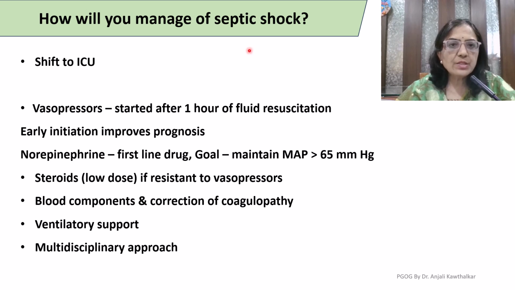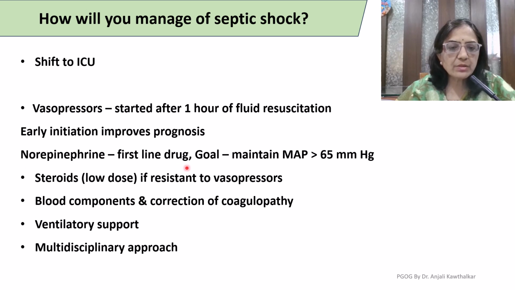So how do we manage septic shock? The patient needs to be shifted to ICU at the earliest. Vasopressors are to be started after 1 hour of fluid resuscitation if there is persistence of hypotension. Early initiation of vasopressor improves the prognosis.